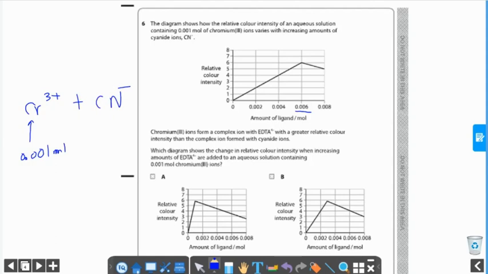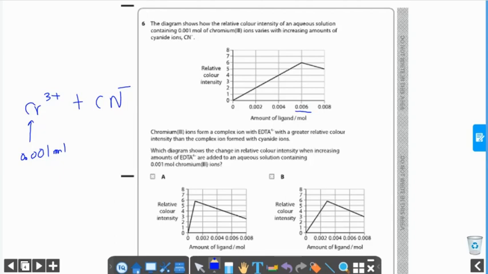Chromium-3 ions form a complex with EDTA, ethylenediaminetetraacetic acid, with a greater relative color intensity than the complex ion formed with cyanide ions. Which diagram shows the change in relative color intensity when increasing amounts of EDTA are added to an aqueous solution containing 0.001 moles of chromium-3 ions? So, greater relative color intensity. Now this is the amount of ligand.